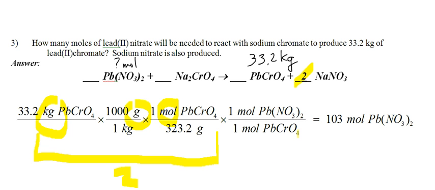Step 3 looks like our last step here, since the question wants to know how many moles. We have our moles of lead chromate, so it's a 1-to-1 ratio based on our values here, and then we should get 103 moles of lead nitrate.